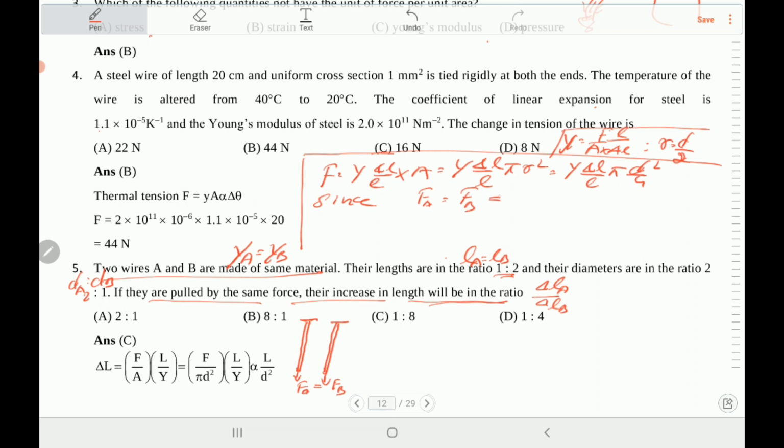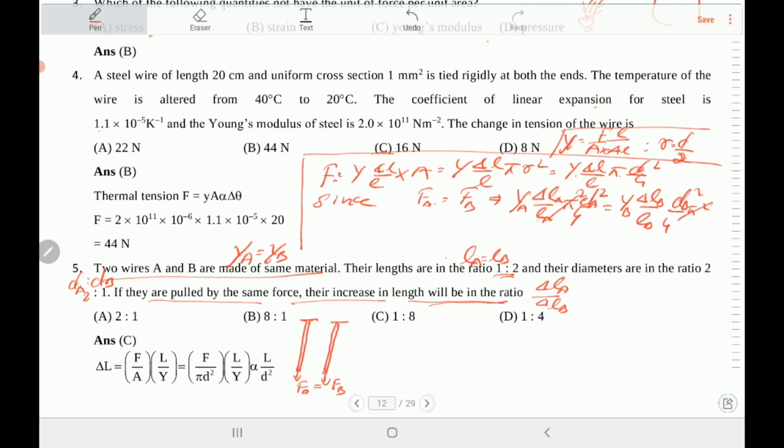So what do you write here? For FA, you can write this formula. F is Y delta L by L into pi d squared by 4. So I write Young's modulus of wire A, YA, into delta L of A divided by L of A into pi d squared by 4. D squared means for wire A. Write the same values for wire B, YB, into delta LB divided by LB into dB squared by 4 into pi. You can cancel out pi.